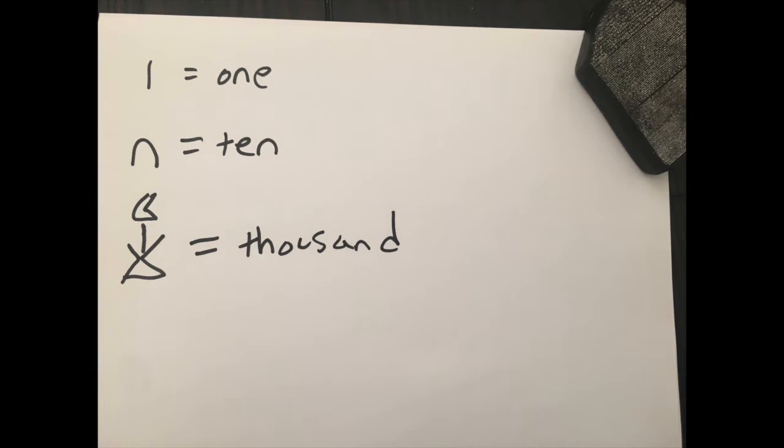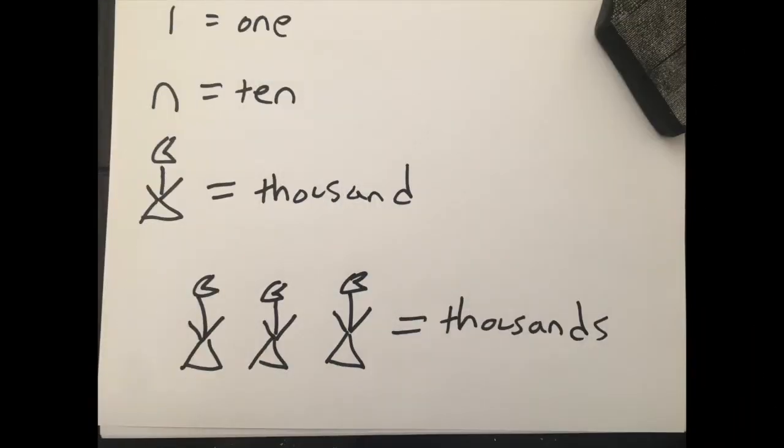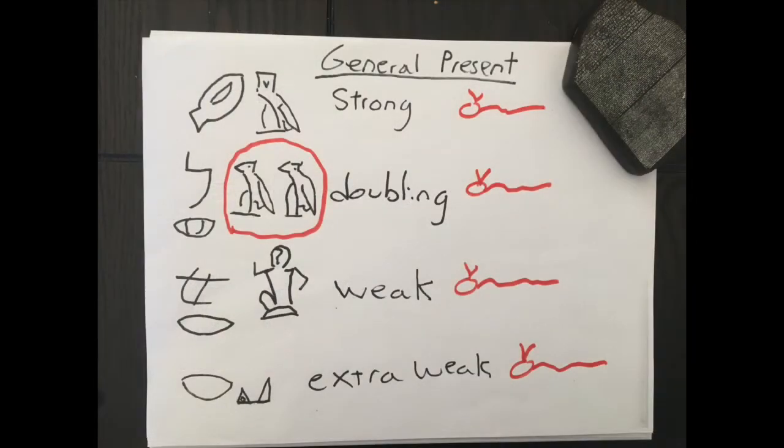So you remember a slash is 1, an upside down horseshoe, or a right side up horseshoe is 10, and the lotus leaf is 1,000. If you have three in a row, it can mean 3,000, but it can also be translated as thousands. So again, context. All right, we're going to talk about something heavy now.